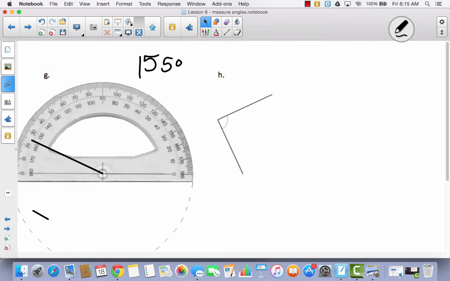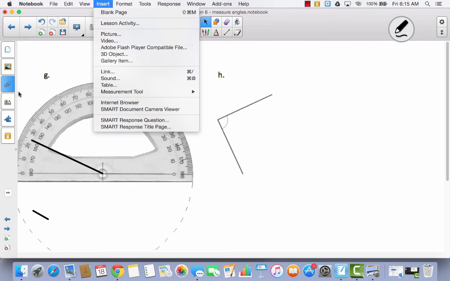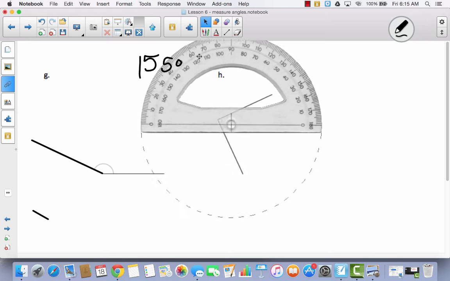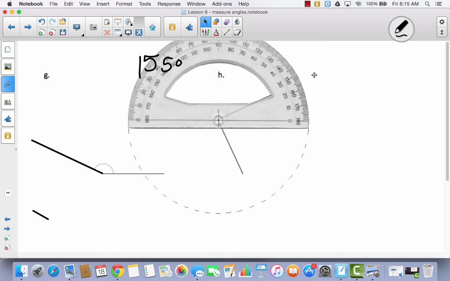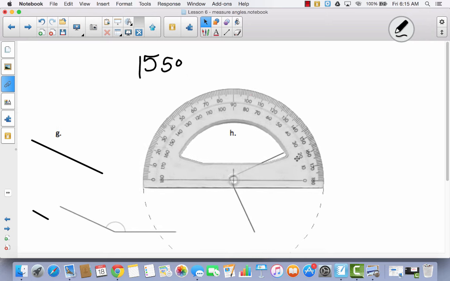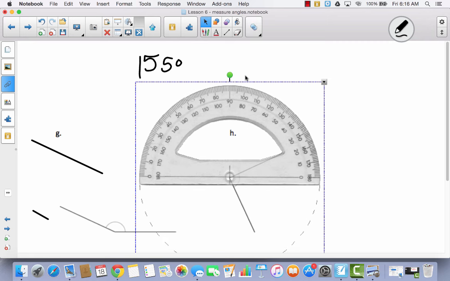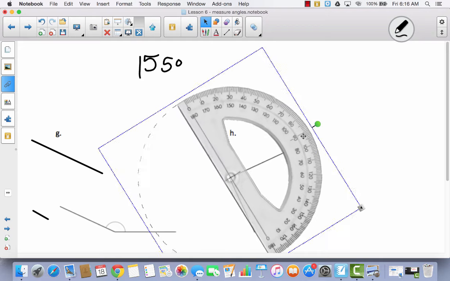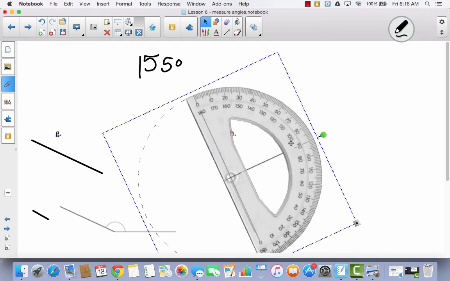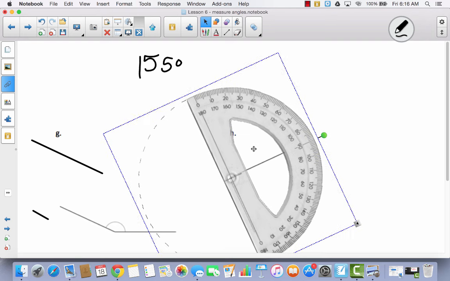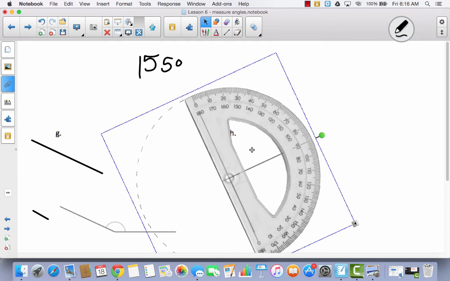Now, looking at this angle, it looks like it's a right angle, but I'm going to measure just to make sure. So I'm going to put my protractor on here. I'm going to have to move this paper down a little bit. All right, so I'm going to rotate my protractor so that it is on the base. Yes, it is exactly 90 degrees. So this is a right angle.